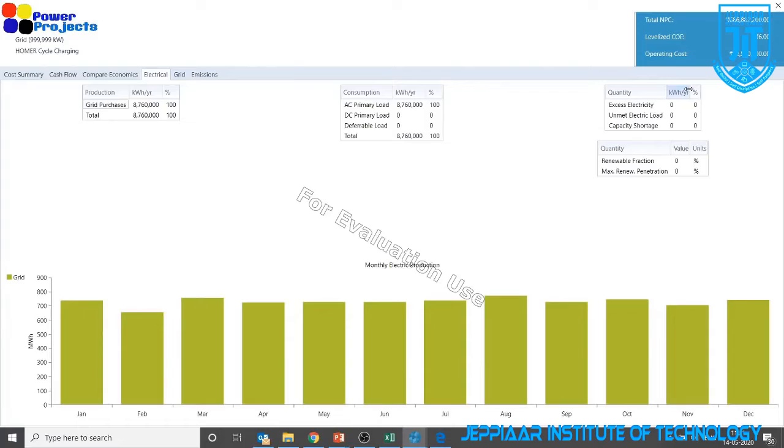I have assumed that the grid is a reliable power supply without any power outage, which means 100% of the time the grid is available. So unmet electricity is also zero. Capacity shortage is zero. Renewable fraction is zero. That means no renewables have been added. What's the total load? Total load is 87,60,000 kilowatt hour per year.